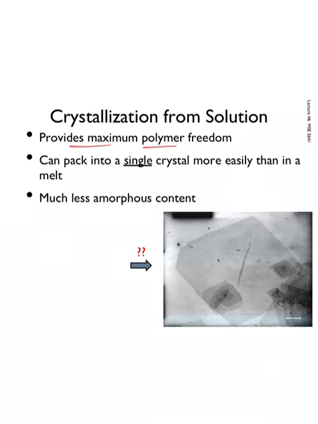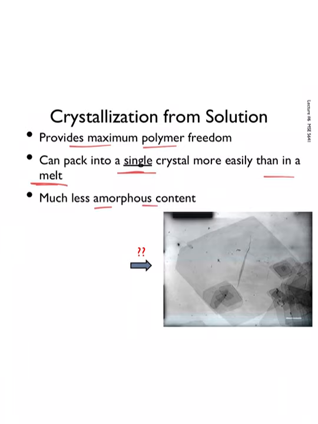Okay, make sure you're familiar with that. And because it has more freedom and the ability to move, it can pack into a single crystal more easily than if it's in a melt, where it has a ton of neighbors that keep it from doing what it can do when it has lots of freedom. Okay, and so what you end up with, in terms of crystal-wise, you end up with much less amorphous content.